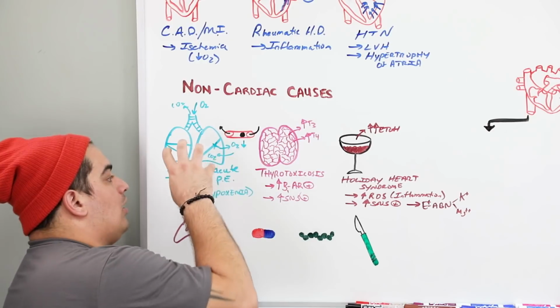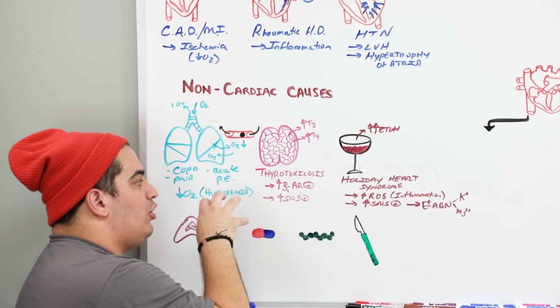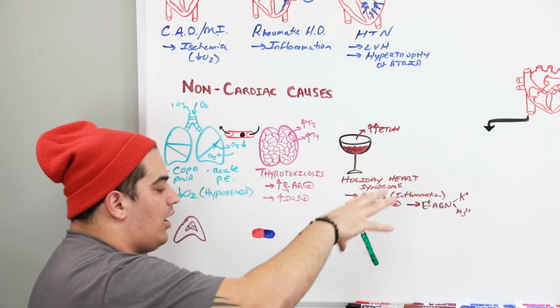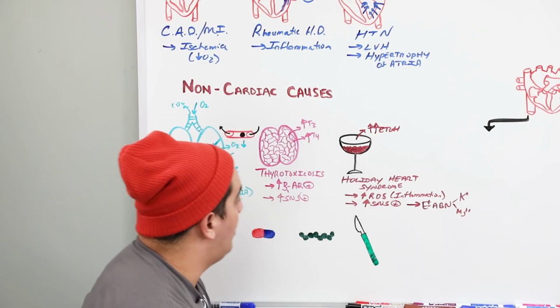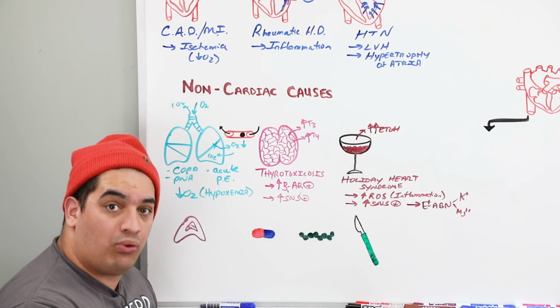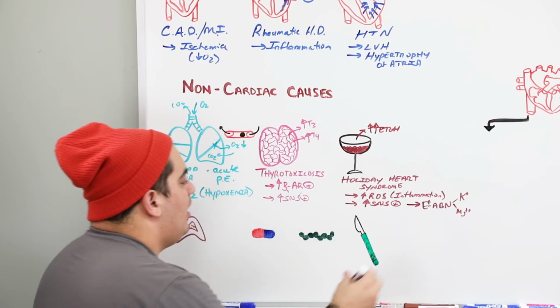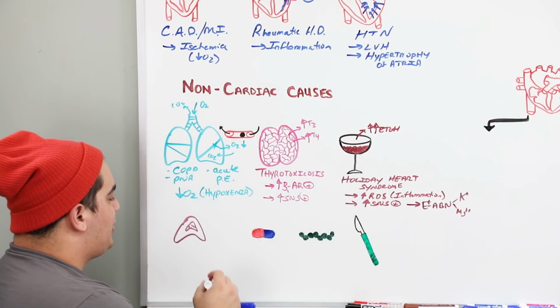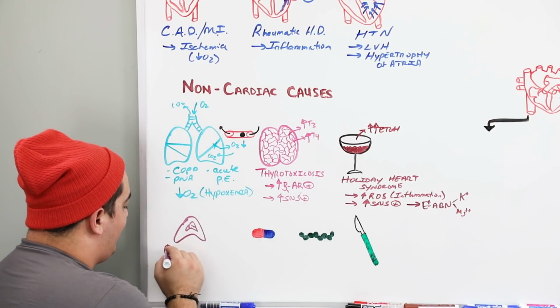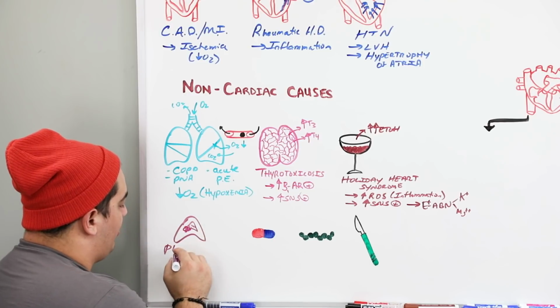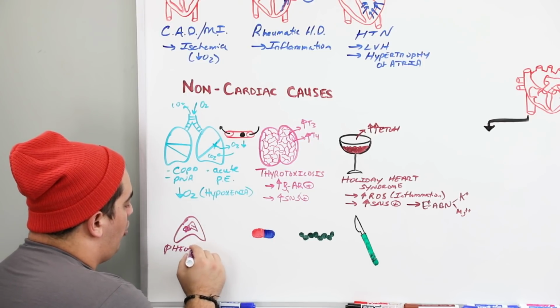Okay, so big things. Lungs, like COPD, pneumonia, acute PE, thyrotoxicosis, holiday heart syndrome. Please don't forget holiday heart syndrome. That's probably gonna show up on your exam. Okay, what's the next one? The next one is actually very interesting. You know, there's a condition where you can have a tumor of your adrenal medulla. It's called pheochromocytoma.